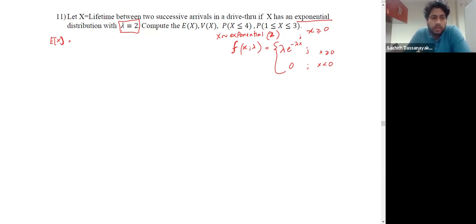Okay, we need to find the expected value of x. The expected value of an exponential distribution is 1 over its parameter, which is your lambda. Lambda equals 2, so 1 over 2, which is 0.5. For the variance of x, it is 1 over lambda squared, which means 1 over 4, or 0.25. So this is your variance. This one done, this one done.